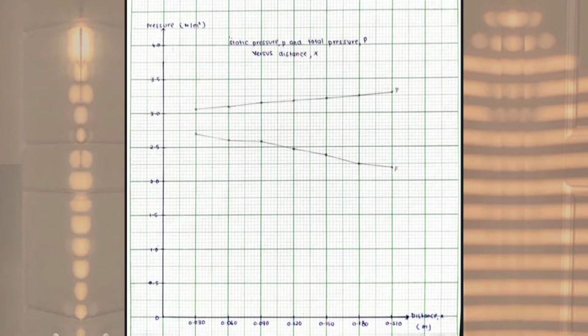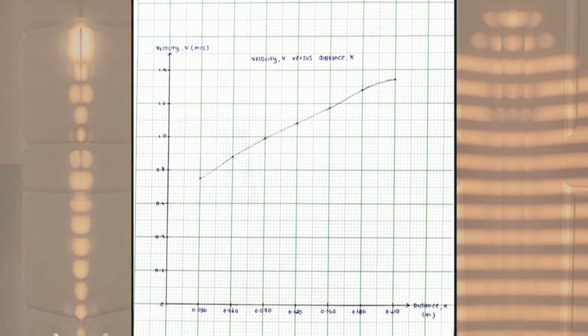From a graph of static pressure and total pressure versus distance, we can define that as the distance increased, the total pressure increased, but the static pressure decreased. Based on a graph of velocity versus distance, we can obtain that the velocity is directly proportional to distance.